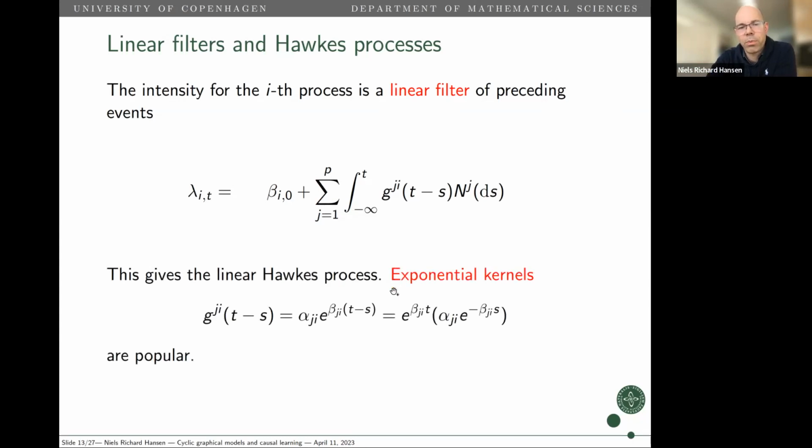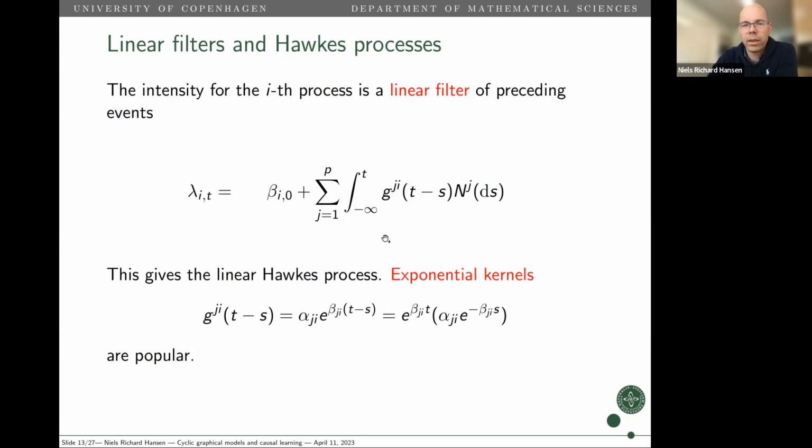Exponential kernels are quite popular. These are kernels where these g functions can be written as an exponential function. One reason why they are popular is that there is this factorization of the kernel. The dependence on t and s decomposes into 2 factors, and it gives some computational advantages, so that you can compute, for instance, likelihood functions in linear time instead of quadratic time.